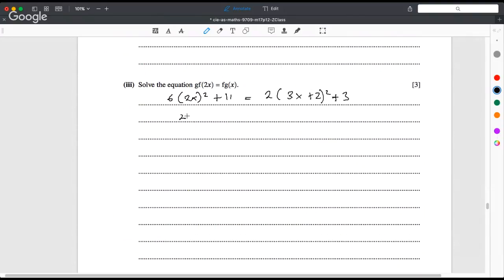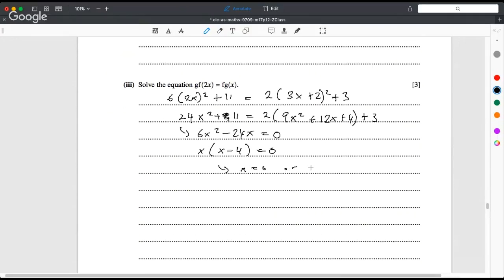So we get 24x squared plus 11 equals 2 times this quadratic, 9x squared plus 12x plus 4, all plus 3. So we have 6x squared minus 24x is equal to 0. x minus 4 is equal to 0. So x is equal to 0 or x is equal to 4.